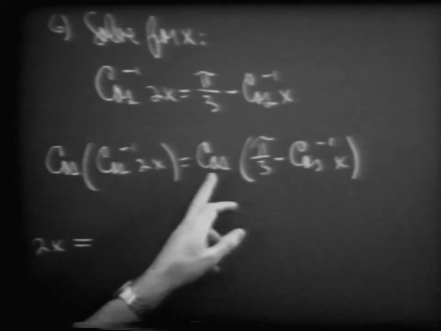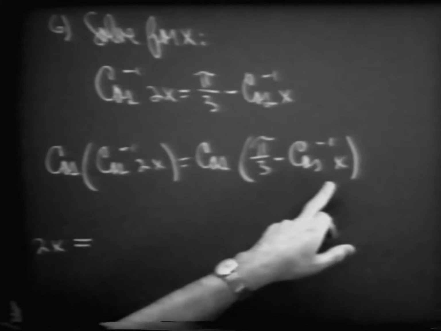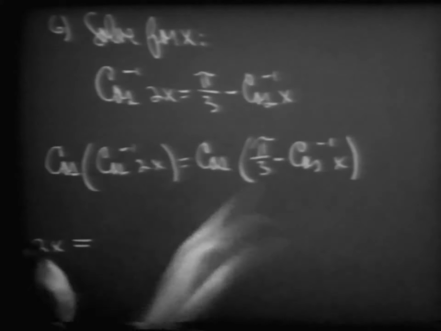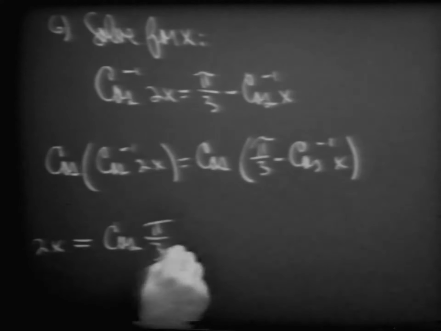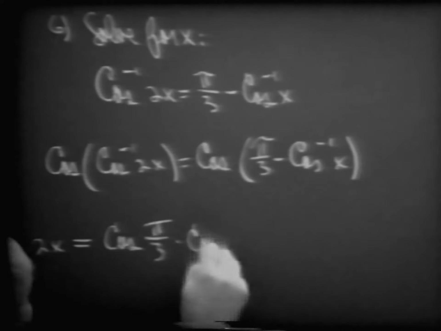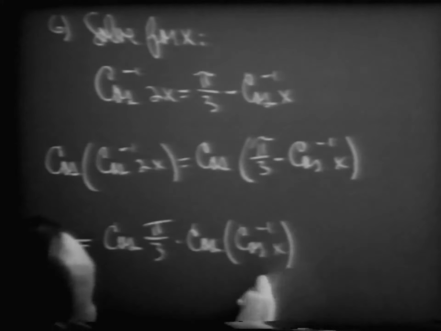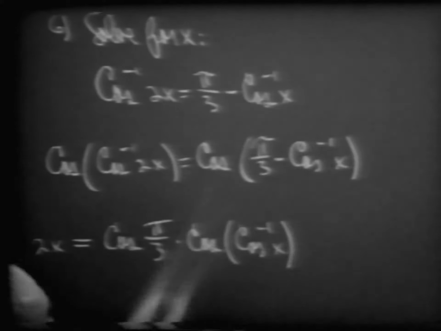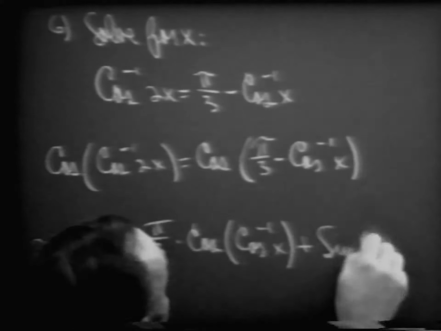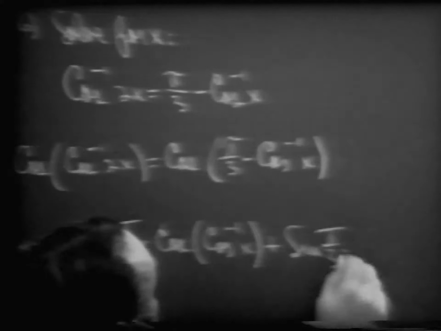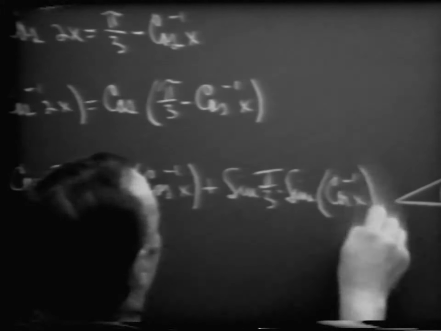Now, notice here, we have the cosine. Think of this as the cosine of a minus b. All right? Now, the cosine of a minus b, our formula says that this must be what? The cosine of pi over 3 times the cosine of the inverse cosine of x. Is that right? And then it's what? Plus what? The sine of pi over 3 times the sine of the inverse cosine of x.